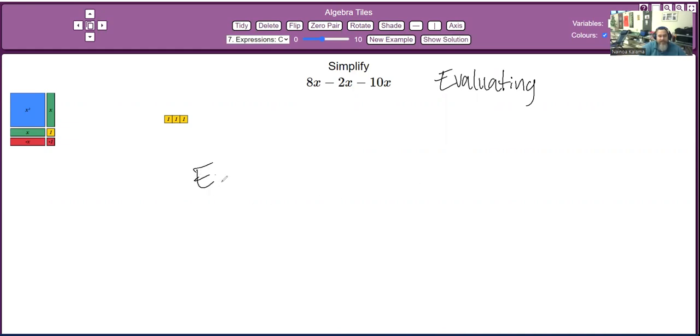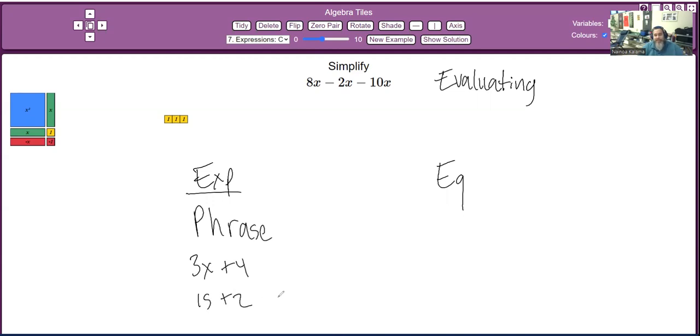An expression, say EXP, and then we'll say EQ for equation, right? An expression is like in English, just a phrase. It's not a complete sentence. So something like 3x plus 4 or 15 plus 2, these are all expressions. They're just a phrase, there's no verb, there's no equal sign.